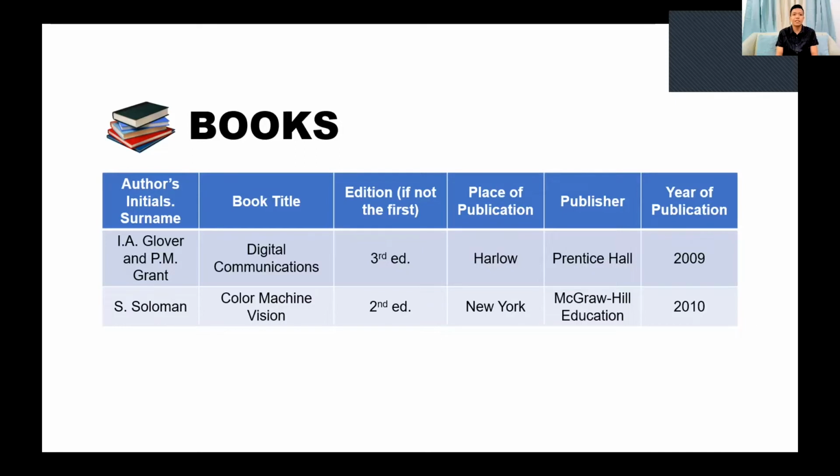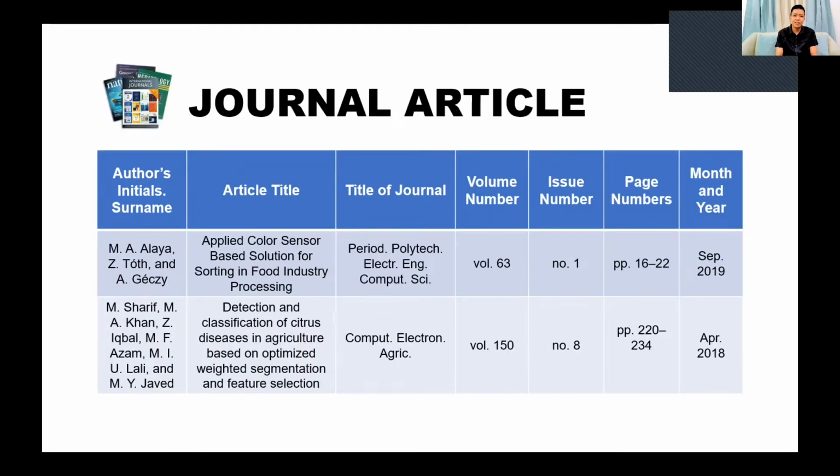Let me give another example to show how essential the reference management tools are in doing research. So here's another example. If my reference is a journal article, I should be writing down the author's initials, the author's surname, the title of the article, the title of journal, the volume number, issue number, page numbers, and the month and year. That's a lot, right?